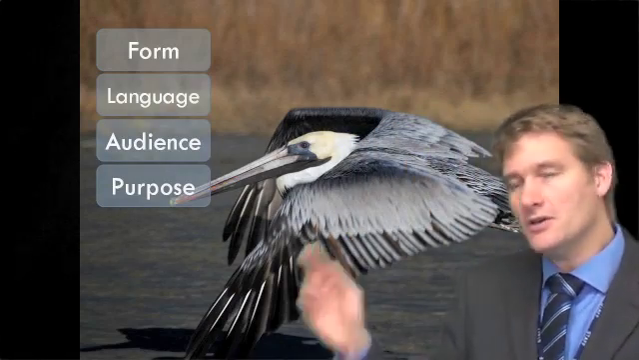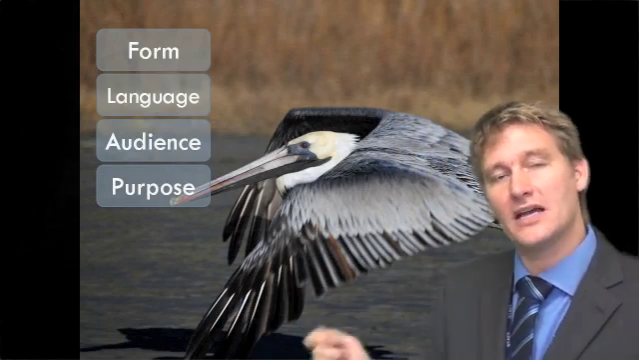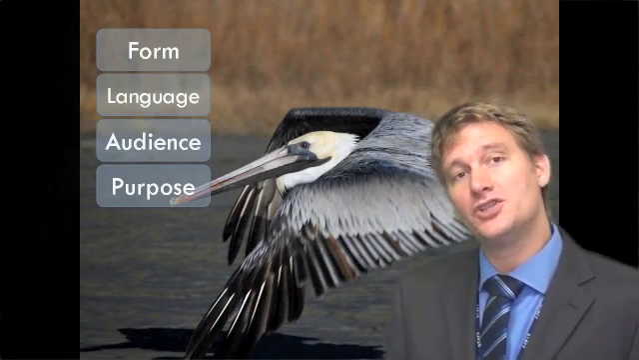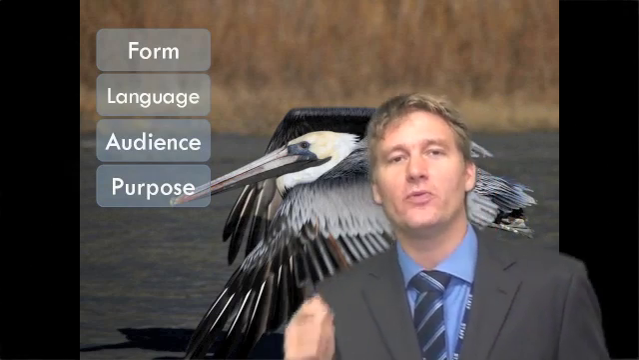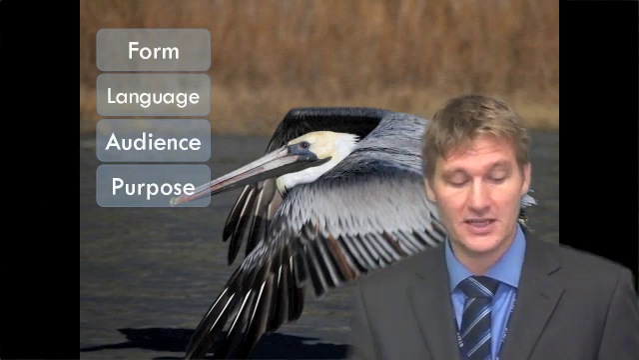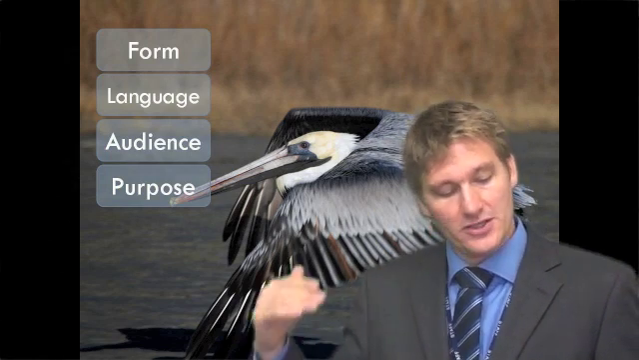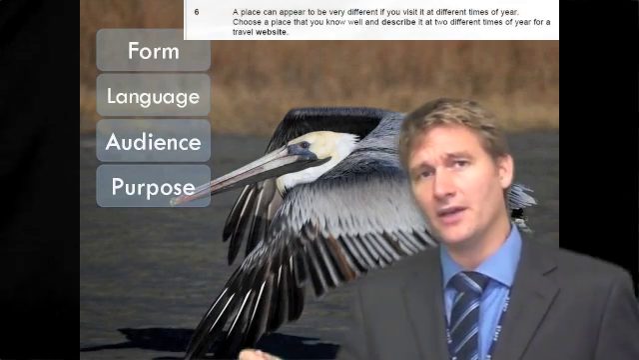First thing you need to do is make like a pelican and FLAP. Now what does that mean? FLAP stands for form, language, audience, and purpose. And the first thing that you should do when you look at your question, you don't get any choice in this question by the way, you have to answer question 6, is think about these ideas: form, language, audience, and purpose. Now what does that mean?